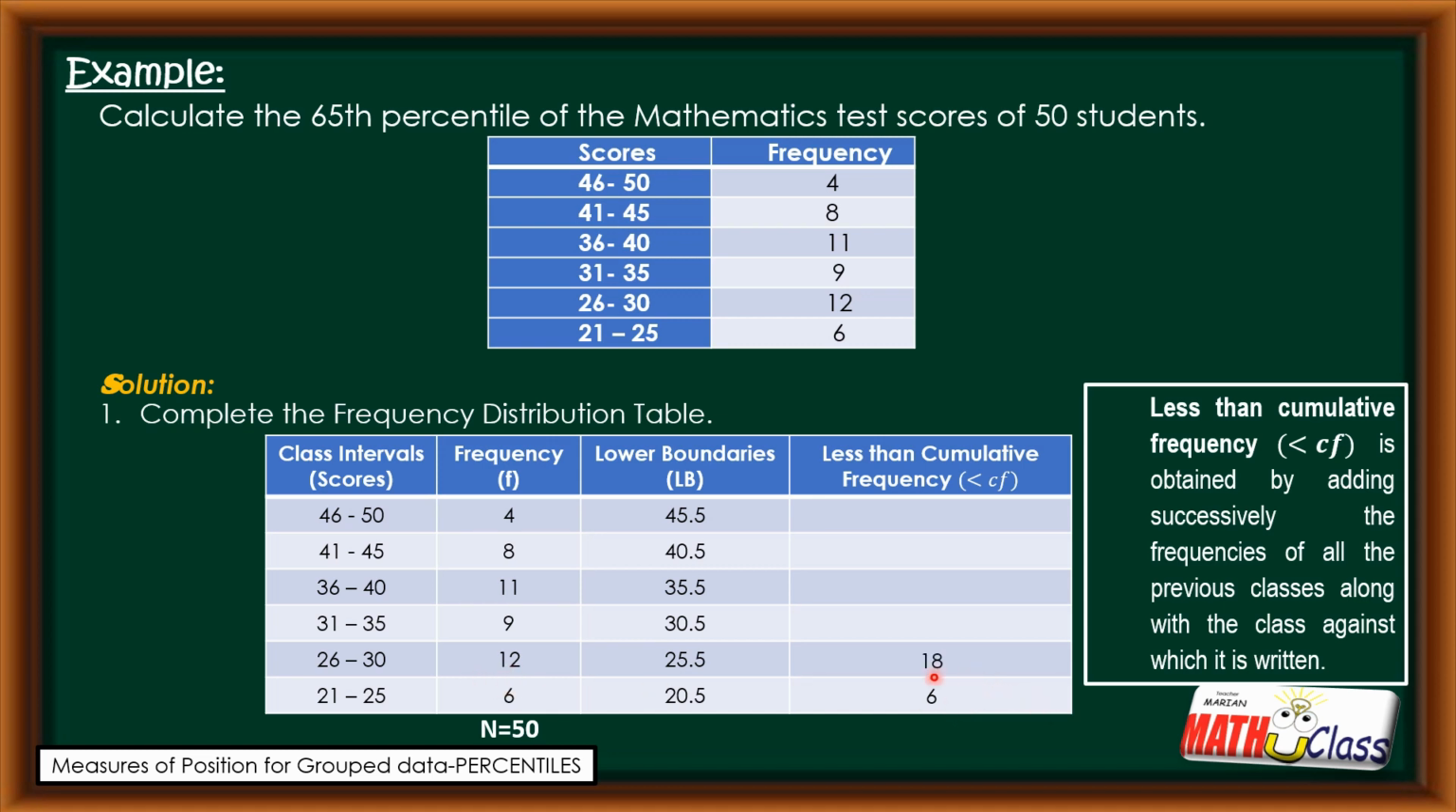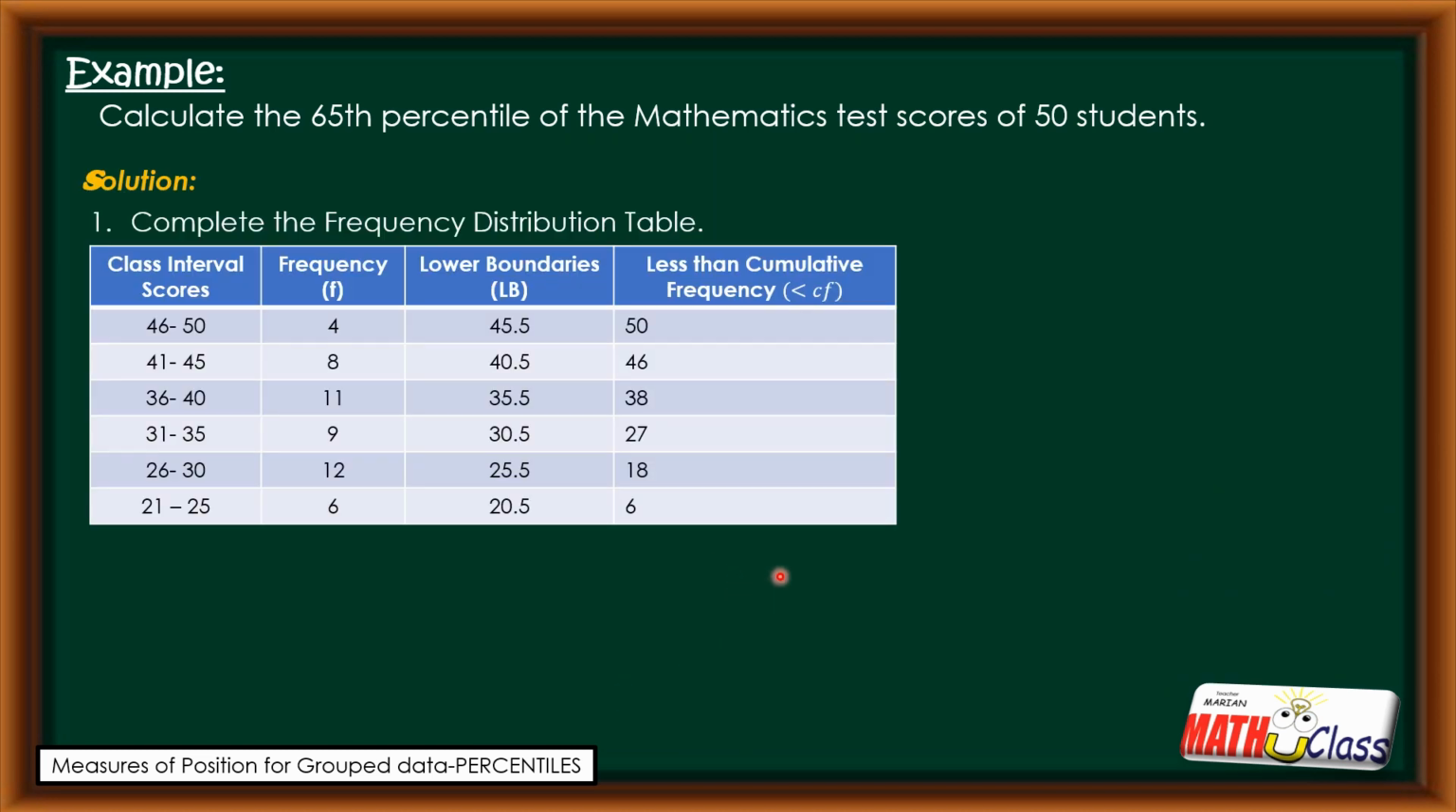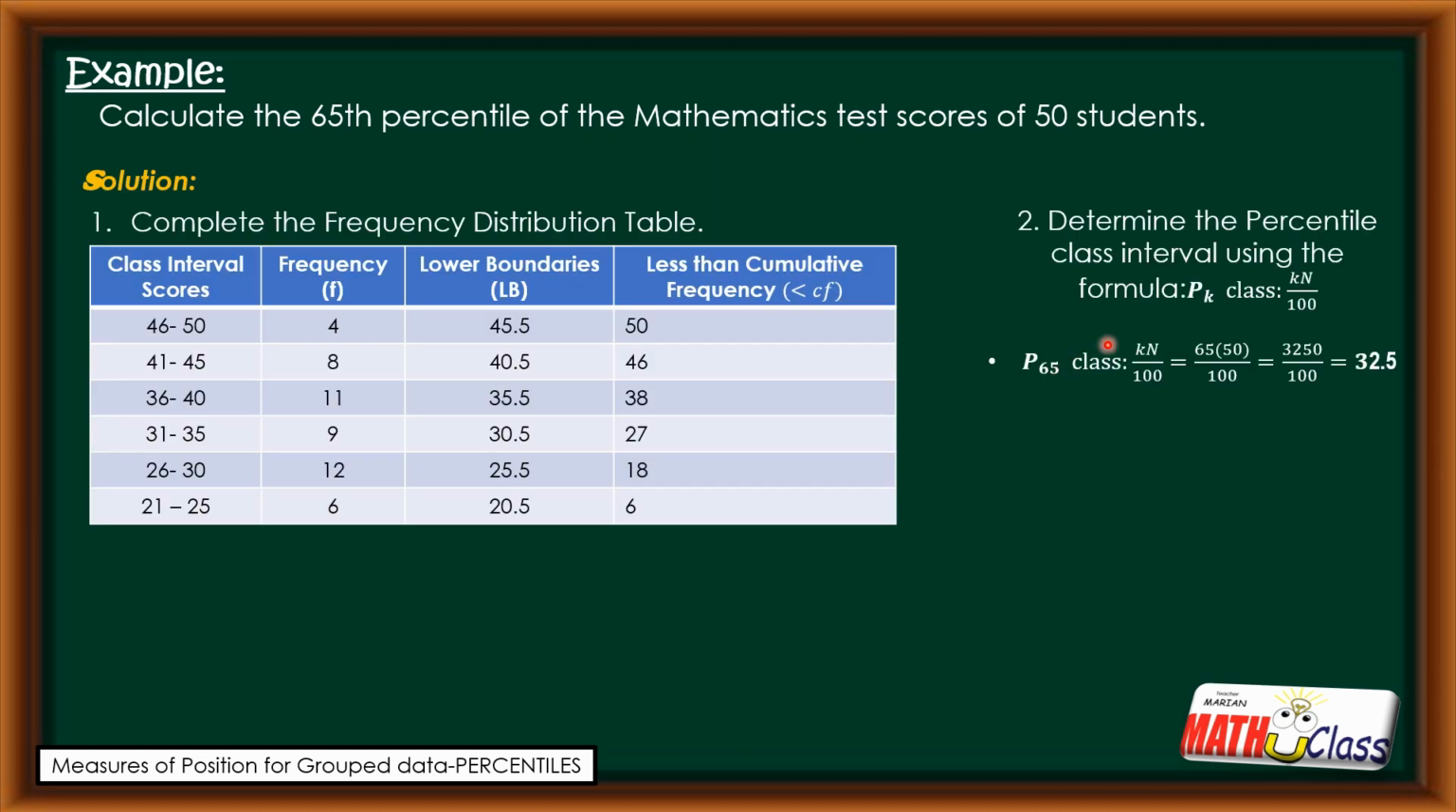Let us fill in the rest of the cumulative frequency column in the same way. Remember that our last entry for this column should be equal to the value of our n, which is the total frequency. Since we are done completing the table, let us proceed to step 2. Determine the percentile class interval using the formula Kn over 100. Remember that our K is the nth percentile and n is the total frequency. Since we are looking for the 65th percentile, or P65, the value of our K is 65 and n is 50. Let us substitute the values of K and n into the formula.